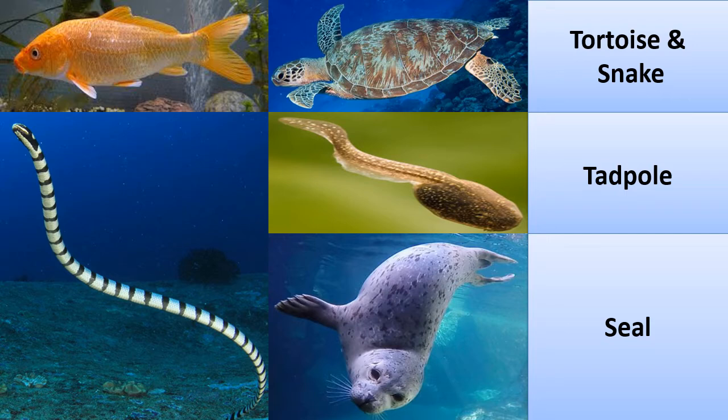But this justification is not actual, or this justification is not scientific. You cannot place tortoise and snake together with the fish because these are two different organisms. You cannot place tadpole together with seal because these are totally different organisms. This is the basic drawback for which the modern taxonomists totally discarded Carolus Linnaeus.